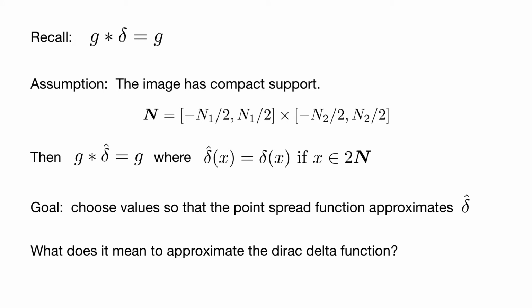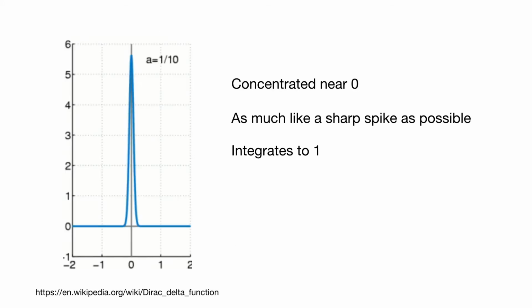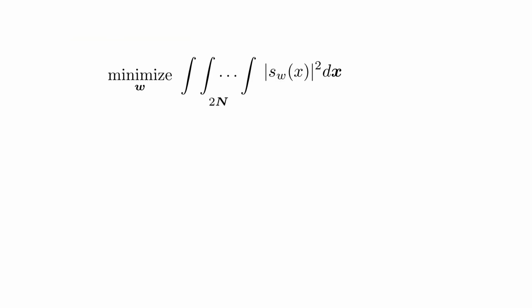Well, what does it mean to approximate the Dirac delta function? The function is concentrated near 0, it's as much like a sharp spike as possible, and it integrates to 1. So we're going to try and create density compensation values that lead to an impulse response that has these properties. And the values are going to be the result of an optimization problem. We're going to minimize the L2 norm of the impulse response over twice the field of view.